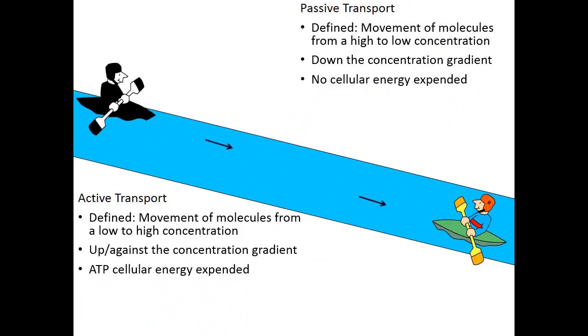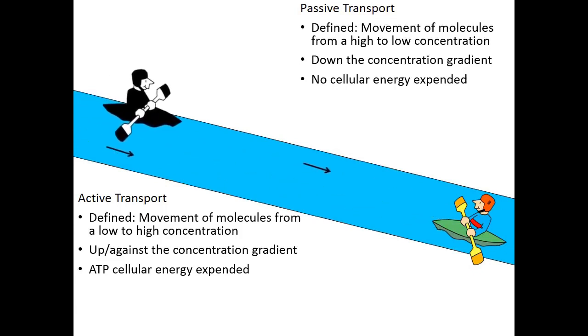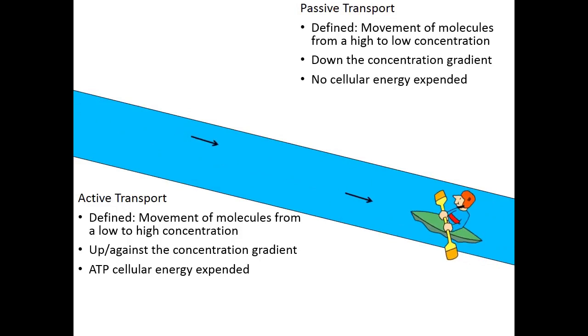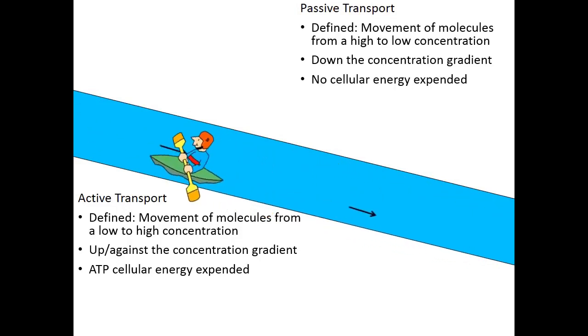The animation clip of two kayakers that you are about to witness will best explain the difference between active transport and passive transport. The first kayaker, in black gear, is going downhill with ease and without exerting energy, riding on the flow of a rushing river. This depicts passive transport: high to low concentration, down a concentration gradient, no cellular energy expended. However, the second kayaker, in multicolored gear, has to paddle rigorously uphill. This depicts active transport: low to high concentration, up against a concentration gradient, ATP expenditure.